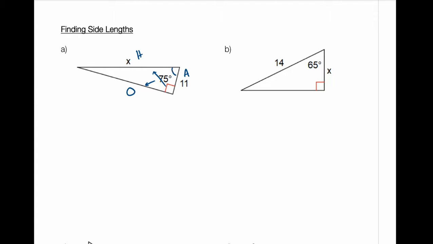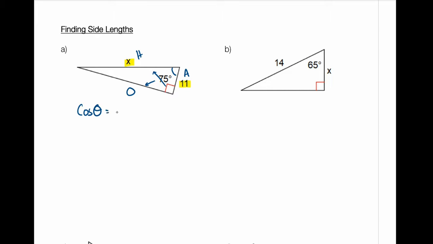Looking at this information, the two sides that I'm dealing with are the adjacent and the hypotenuse. The adjacent I'm told is 11. The hypotenuse is x, which is what I'm trying to find. So those two sides need to be in my ratio. The opposite, there's no information there. I don't have a length, so I'm not concerned about that side length, and I'm not going to be using it in any ratio because I don't have any information for it. Because I'm dealing with the adjacent and the hypotenuse, I'm dealing with cosine.